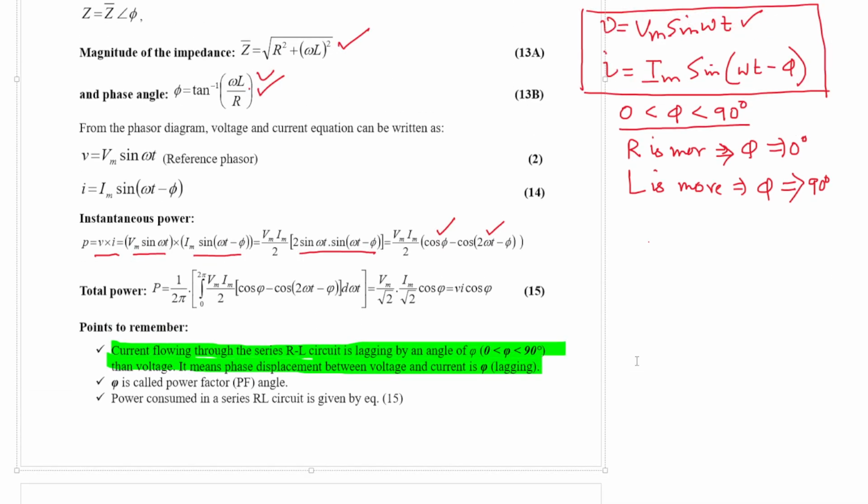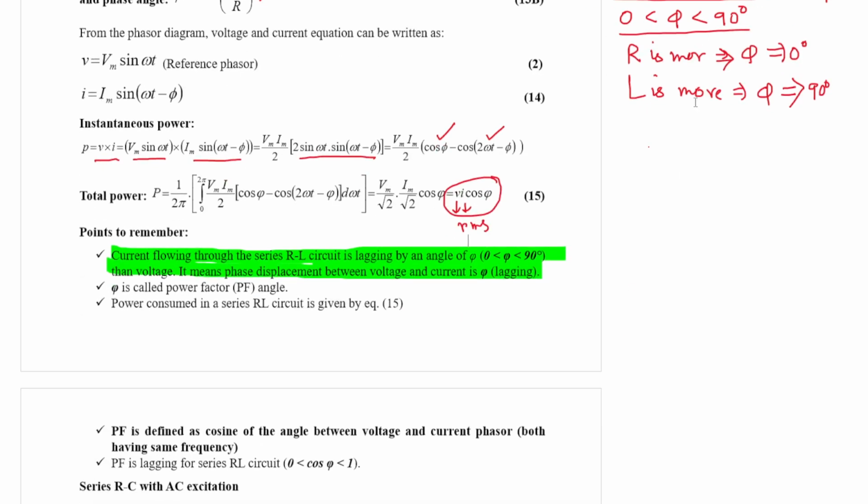So this is the expression V into I into cos phi. This V and I are the RMS values. Now phi is called the power factor angle. Now power consumed in the case of a series RL circuit is given by equation 15, which is VI cos phi.